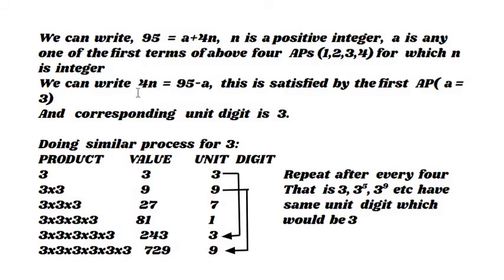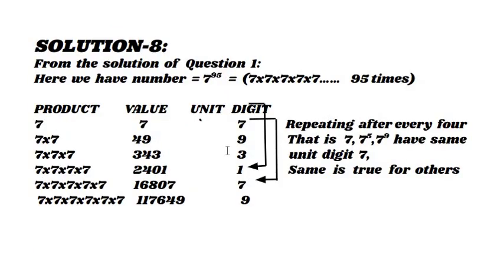It should be a multiple of 4, as it is equal to 4n, where n is a positive integer. Now if you put a equal to 3, then 95 minus 3 will be 92, and you can see that 92 is a multiple of 4. So the answer is a equal to 3, and the corresponding unit digit for a equal to 3 is the first term a. So it corresponds to this 7 into 7 into 7, or 7 cube. So a equals 3 here, and the corresponding unit digit is 3.